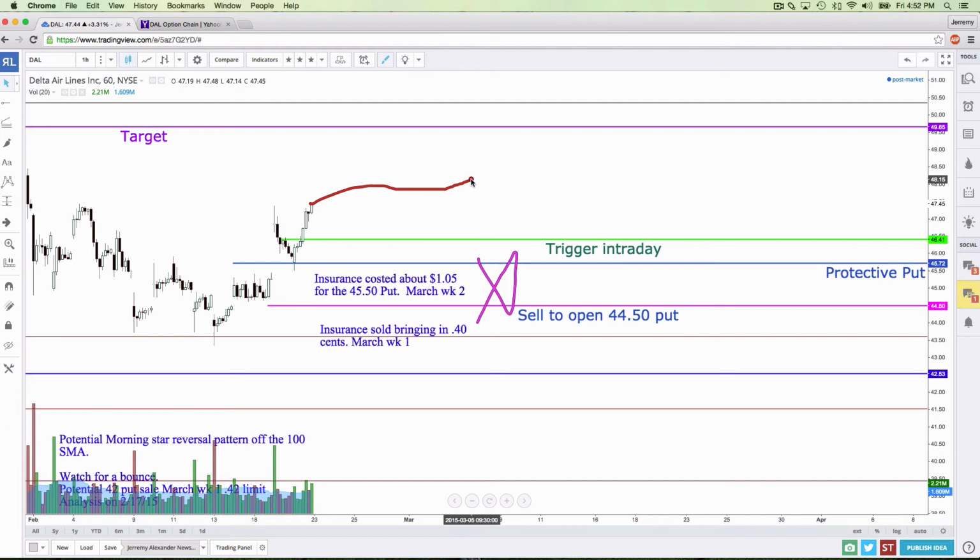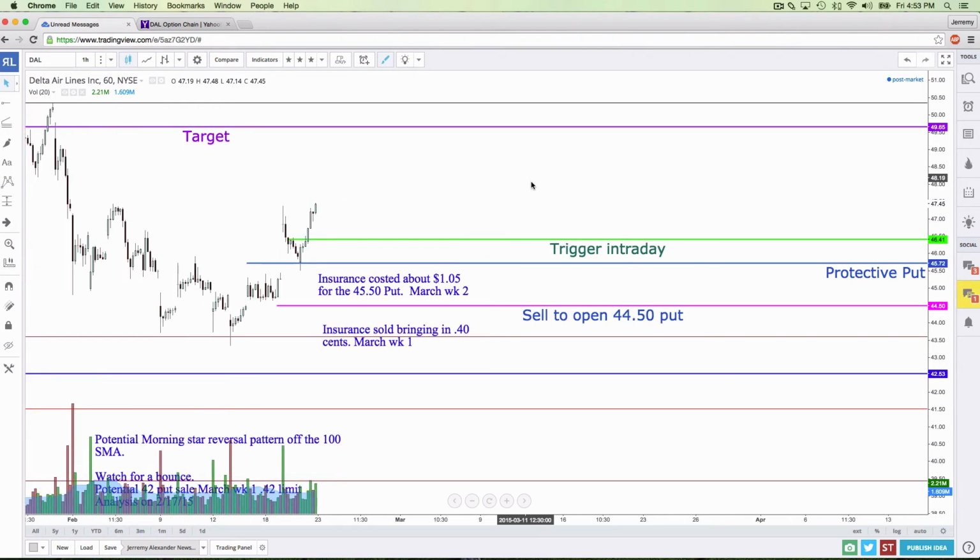So let me repeat that. If you buy a protective put and you're in shares and the protective put expires out of the money, you now just simply have your shares of stock. No harm, no foul. That's really what I want to happen on Delta.